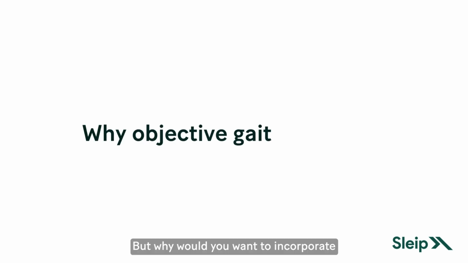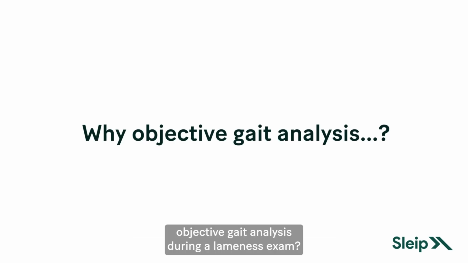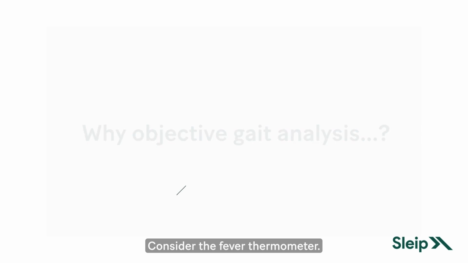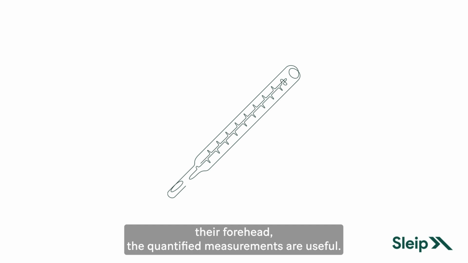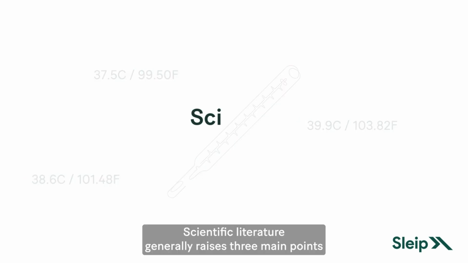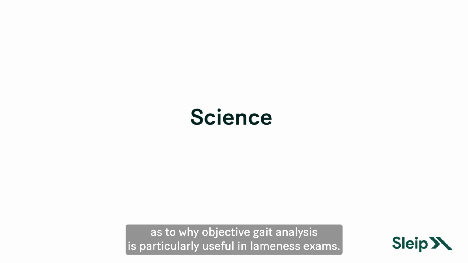But why would you want to incorporate objective gait analysis during a lameness exam? What additional value does it actually bring? A quick analogy. Consider the fever thermometer. Even if you can detect a fever by looking at someone or feeling their forehead, the quantified measurements are useful. Scientific literature generally raises three main points as to why objective gait analysis is particularly useful in lameness exams.